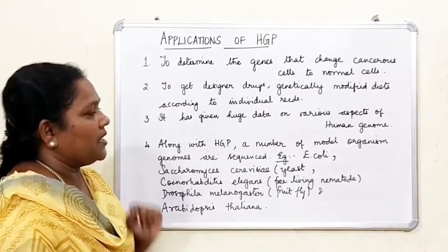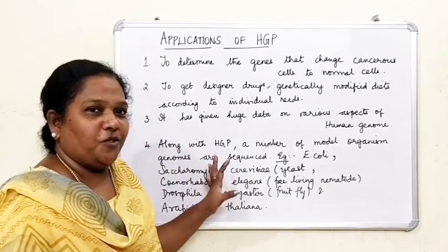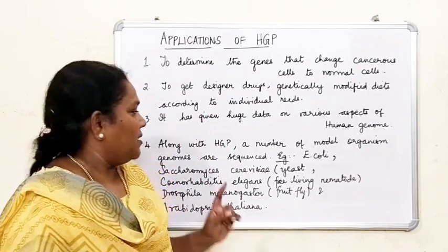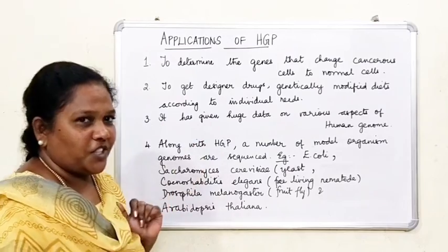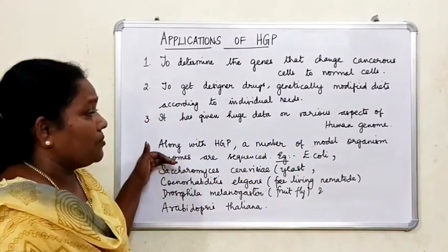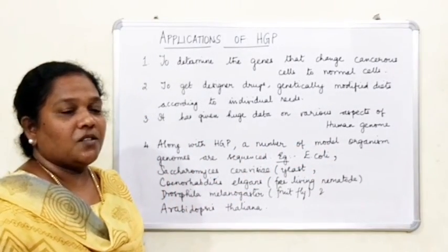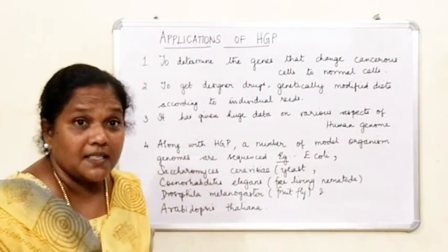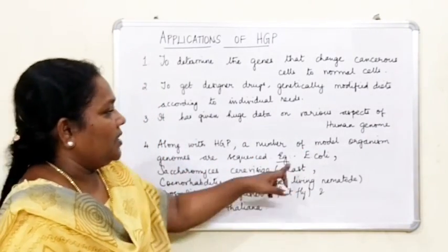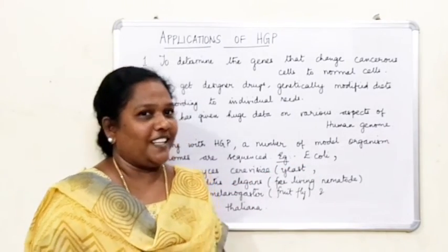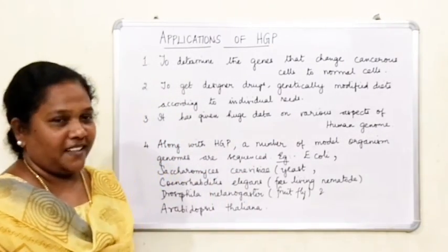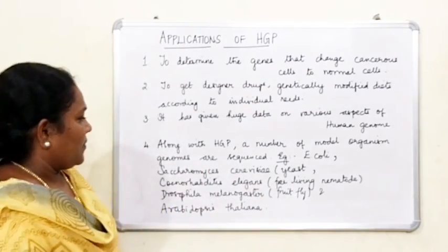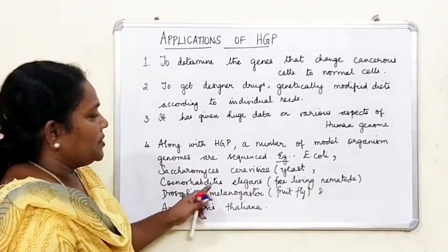Along with this Human Genome Project, till now we have studied about humans. But here, along with the Human Genome Project, a number of model organism genomes are also sequenced. So what are those organisms other than human? What are the genomes that are sequenced in which organism? For example, E. coli, Escherichia coli. Even in E. coli it is being carried out. And then Saccharomyces cerevisiae, it is yeast, a fungus. And the next one is Caenorhabditis elegans.